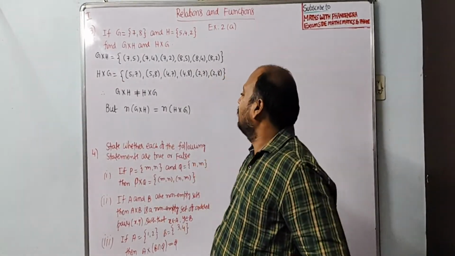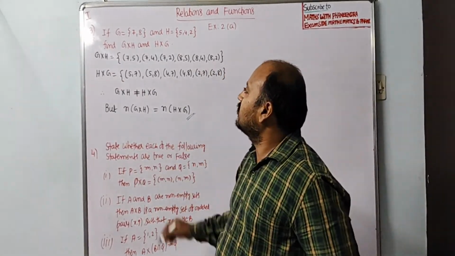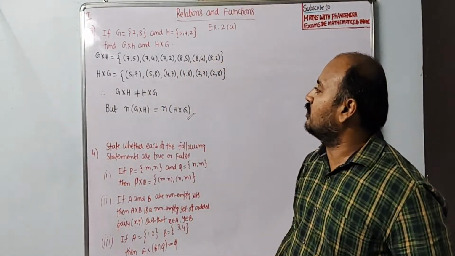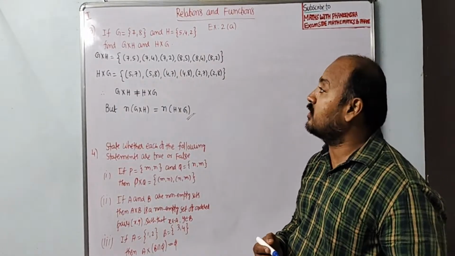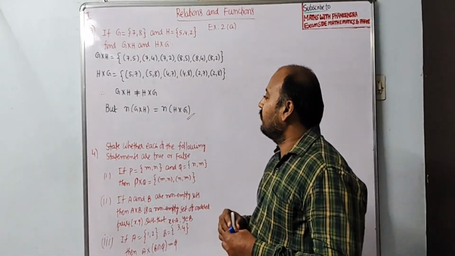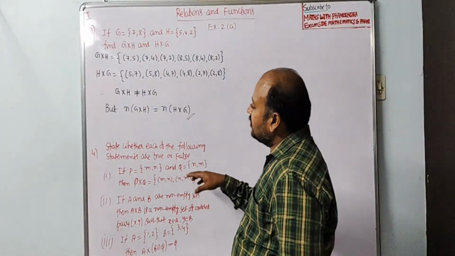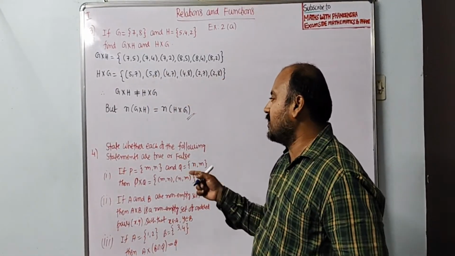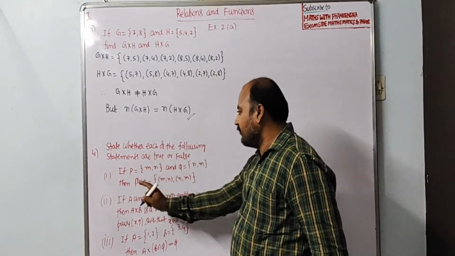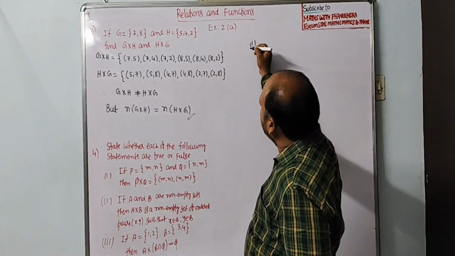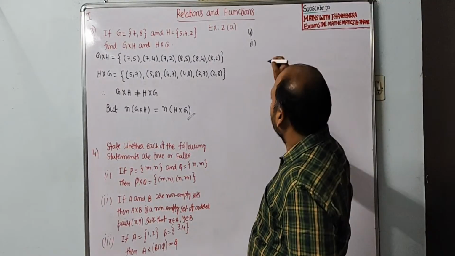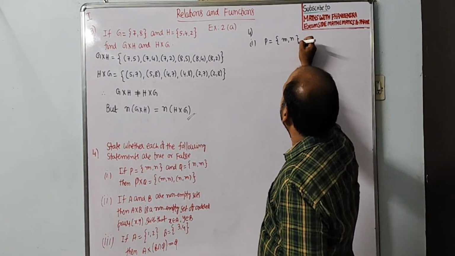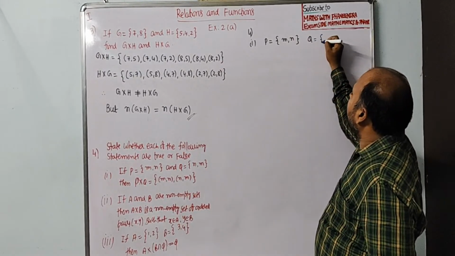Okay. Once you recheck. So this statement, n of G cross H is equal to n of H cross G, but the cross product is not equal. Come to question number 4. State whether each of the following statements are true or false. So first statement according to question number 4: P equals m comma n and Q equals n comma m.